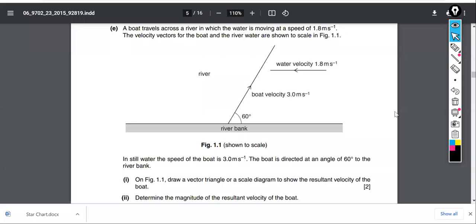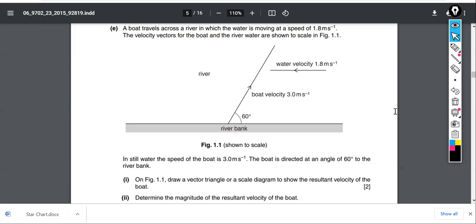In this video, I'm just going to specifically focus on part E of this question. This one says a boat travels across a river in which the water is moving at a speed of 1.8 meters per second. They've shown that there. The velocity vectors for the boat and the river water are shown to scale in figure 1.1. In still water, the speed of the boat is 3 meters per second. The boat is directed at an angle of 60 degrees to the river bank.